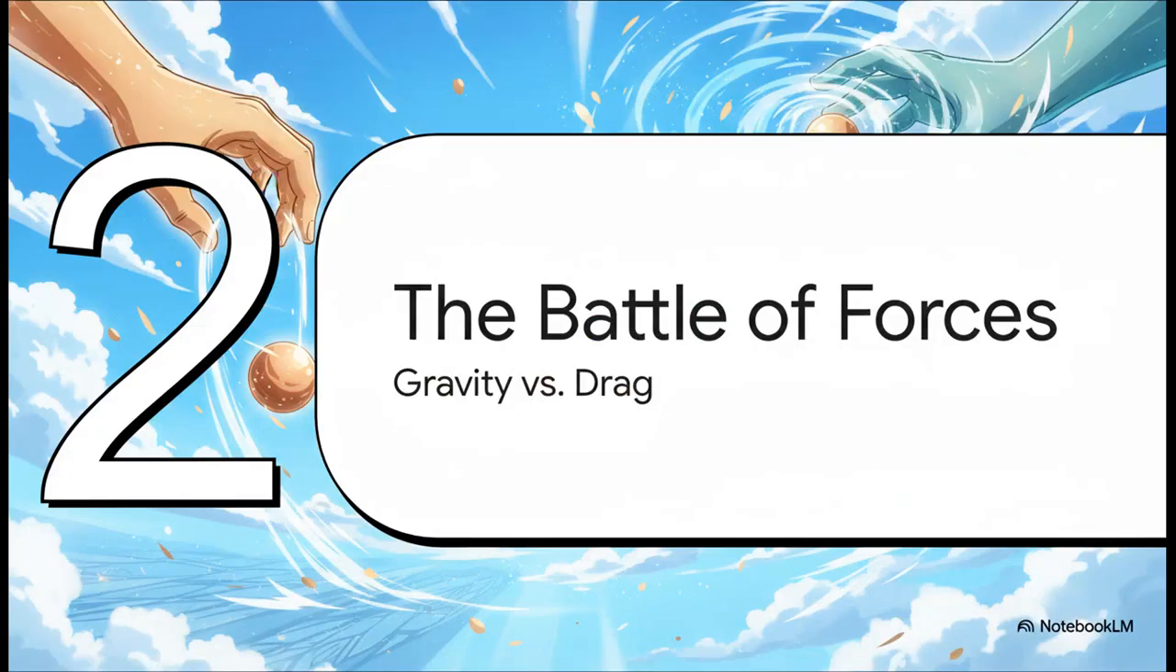So let's meet the two main players in this fight. In one corner, you have the force that's pulling the particle down, and in the other corner, you have the force that's pushing it right back up. This is the ultimate showdown, gravity versus drag.